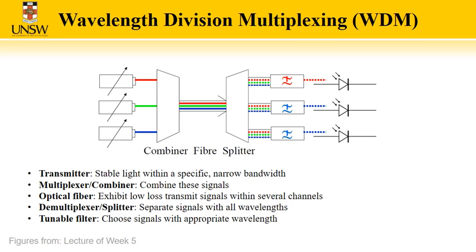Next, let's move on to wavelength division multiplexing technology. In this system, transmitters provide stable light within specific narrow bandwidth. Then combiners can combine these signals, and optic fibers can transmit signals within several channels with low loss. This loss is dependent on the number of channels, but can be mitigated with optical amplifiers, such as erbium-doped fiber amplifiers. Finally, the multiplexed signals will be separated out by a splitter.